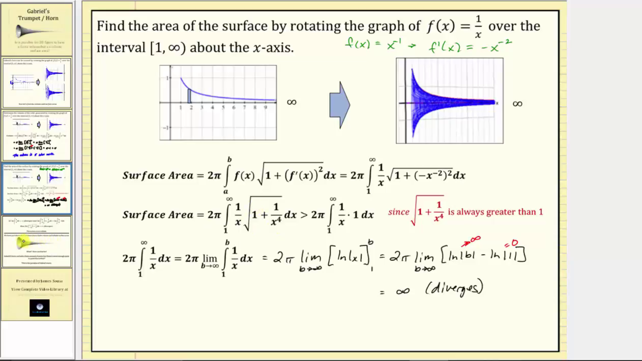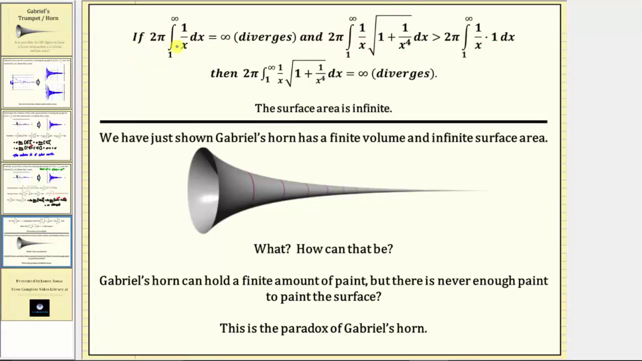So to summarize this, we can say if the integral that we evaluated approaches infinity or diverges, then the integral that's equal to the surface area, which is greater than the integral that we evaluated, must also diverge or approach infinity, which means the surface area is infinite. So we have just shown that Gabriel's horn pictured here has a finite volume and an infinite surface area.